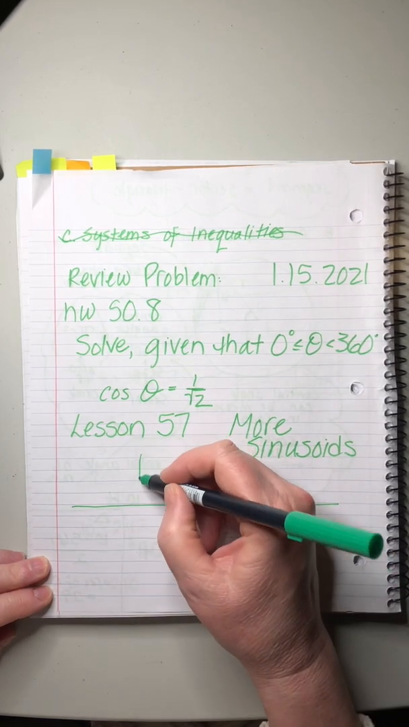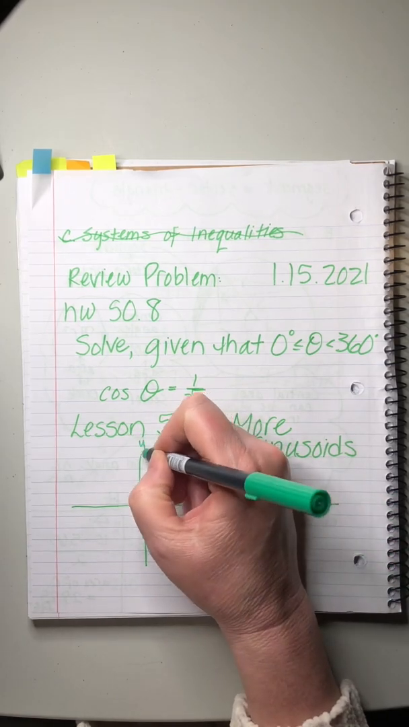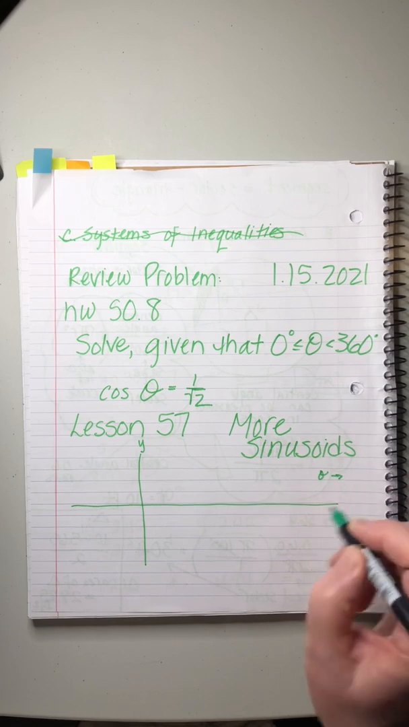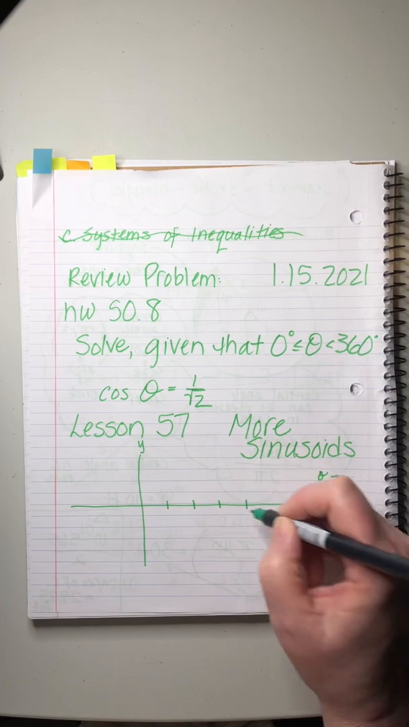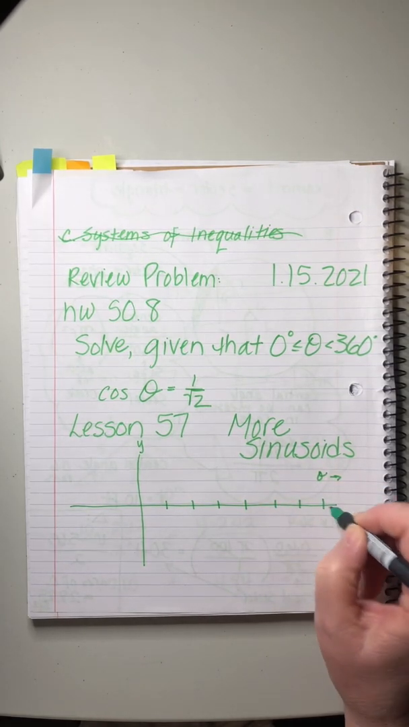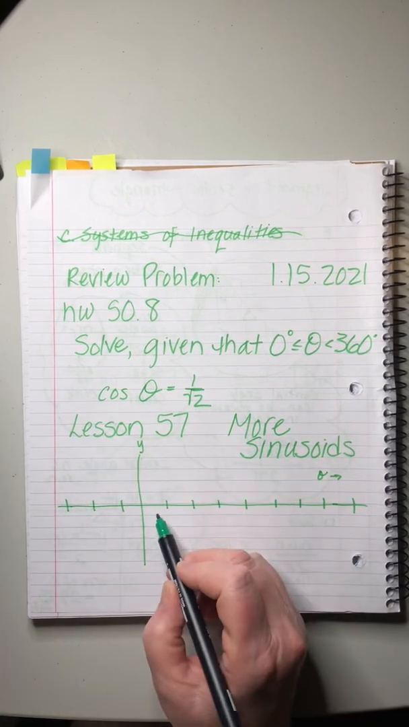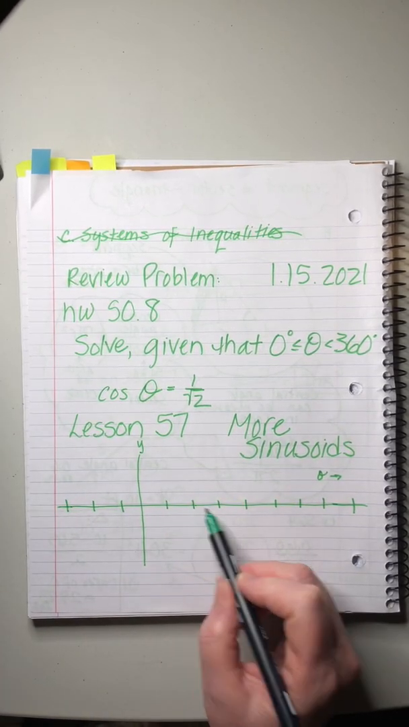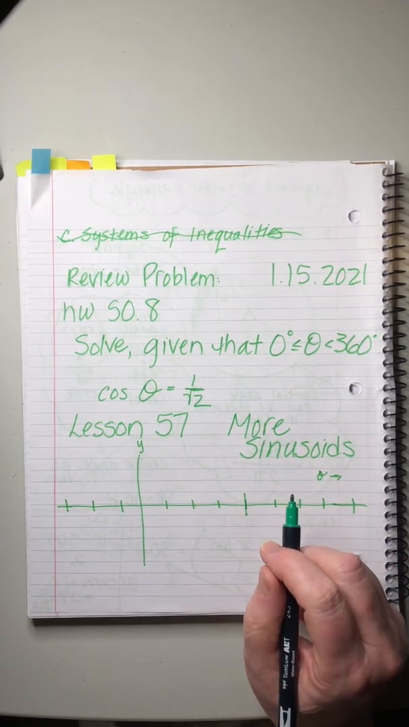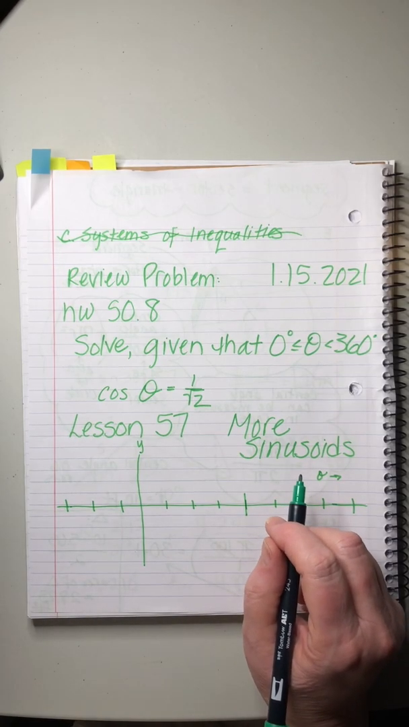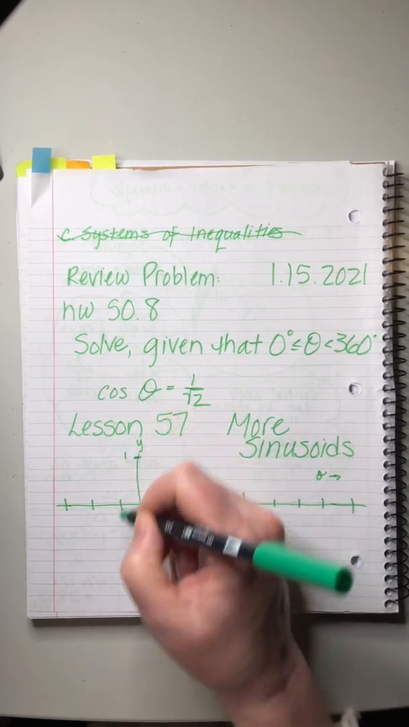Here's our curve. Here's our y. Here's our theta going this way. 90, 180, 270, 360. Then I'll do another one. Okay, so these are the basic quadrants, 90, 180, 270, 360. I'm not going to write those numbers in because I want to be able to show you something else. And it goes up and down 1 unit.